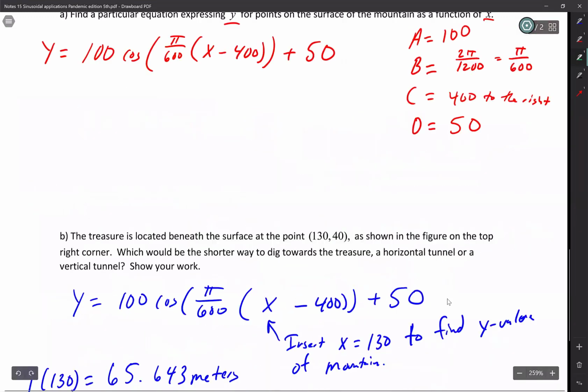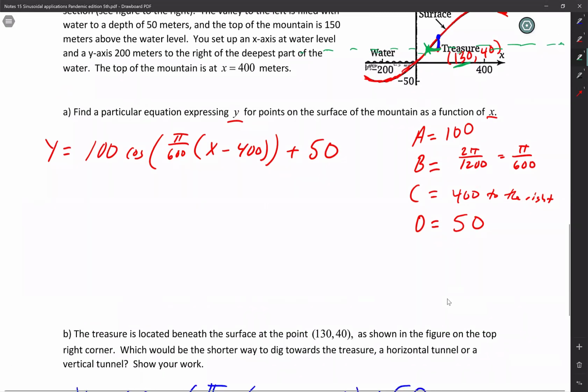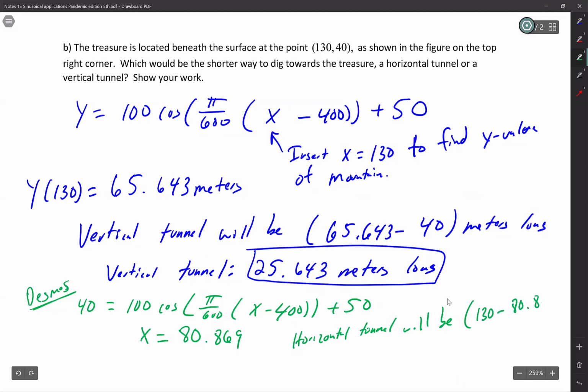I have to subtract. Remember, the treasure is located at 130. So I have to subtract 130 minus that 80.869, and that's going to give me my horizontal displacement. I guess you could also reverse it, just make sure that it's positive, so the absolute value or whatever. So here we go. I'm going to write horizontal tunnel will be, and then in parentheses, I'm going to write 130 minus 80.869 meters long.